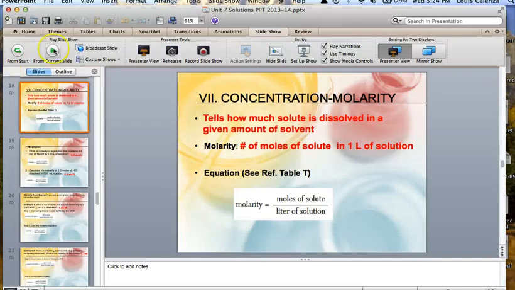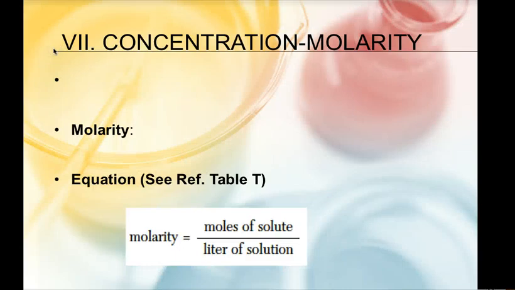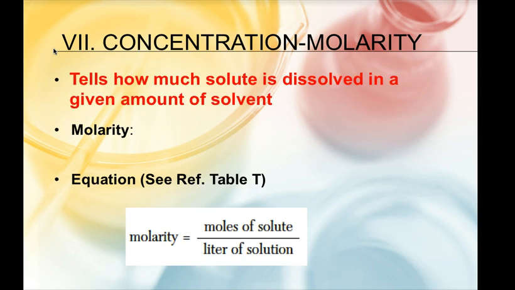Alright, so what we're going to look at next is Unit 7, Lesson 6, and we're going to look at more quantitative measurements of concentration. We're going to look at first molarity, and then we're going to look at parts per million. So let's take a look at molarity first.